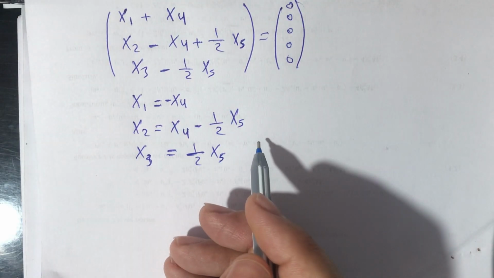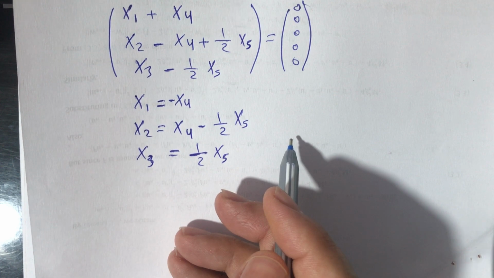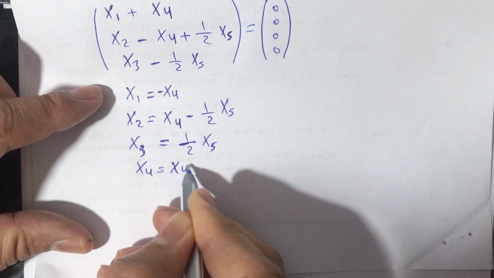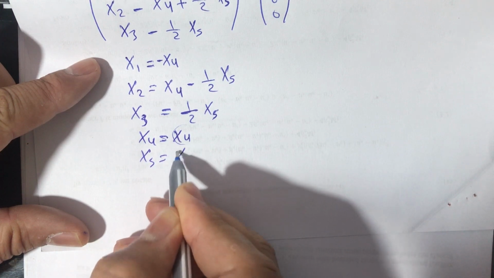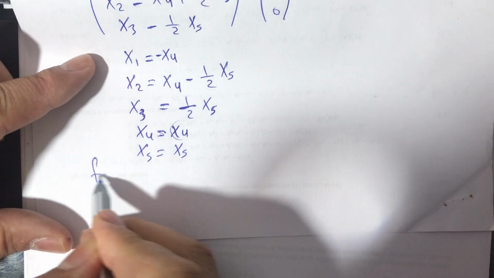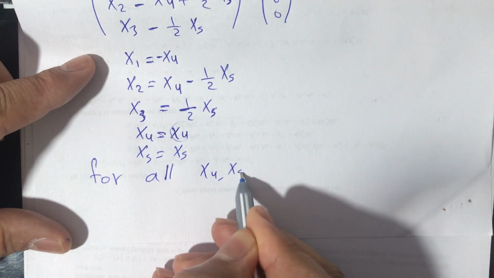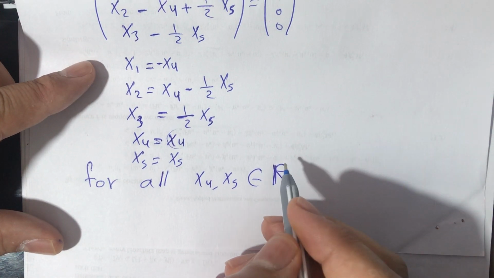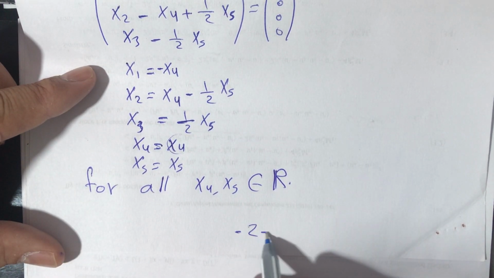This is free variables, so x4 is equal to x4, which can choose any value, and x5 equal to x5. This is for all x4, x5 belongs to R. This is page number 2.